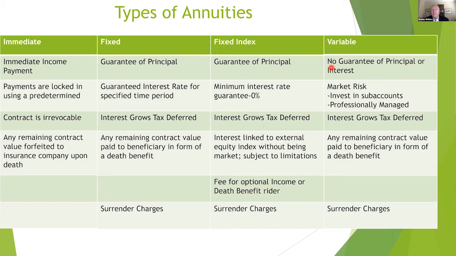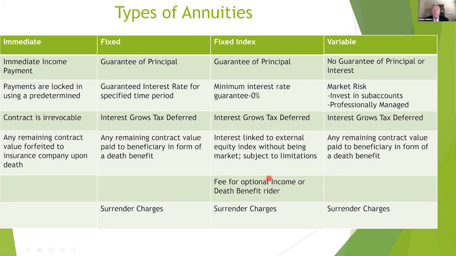Inside of a variable annuity, you'll usually find a life insurance contract. So if the annuity holder passes away, their beneficiary will receive the principal. So yes, it has a principal return feature, but you have to die to receive it.